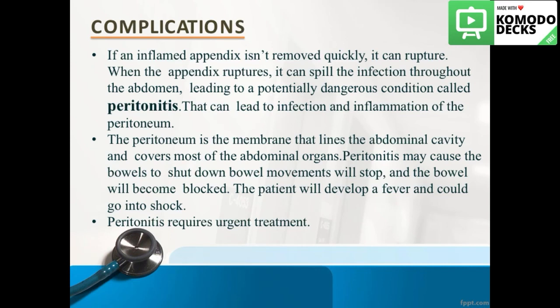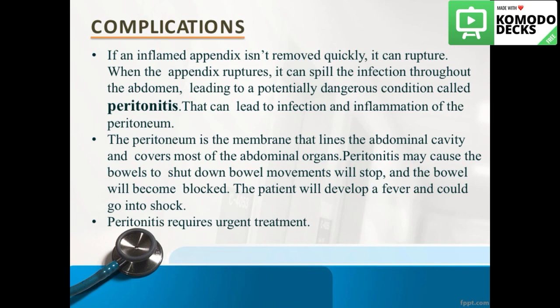Complications. If an inflamed appendix isn't removed quickly, it can rupture. When the appendix ruptures, it can spill the infection throughout the abdomen, leading to a potentially dangerous condition called peritonitis, which is infection and inflammation of the peritoneum. The peritoneum is the membrane that lines the abdominal cavity and covers most of the abdominal organs. Peritonitis may cause the bowels to shut down. Bowel movement will stop and the bowel will become blocked. The patient will develop fever and chills and go into shock.